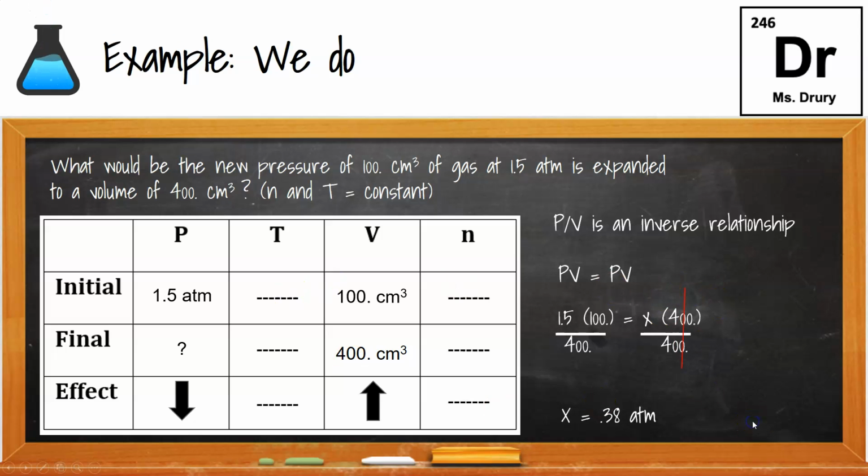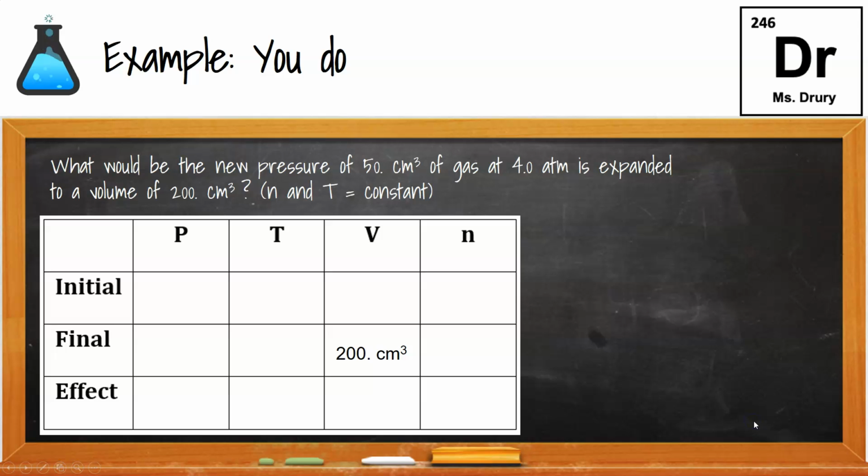What I'd like you to do is try this on your own now with a puzzle question, and you're just going to put in your right answer. What would be the new pressure of 50 centimeters cubed of gas at 4 atmospheres expanding to a volume of 200 centimeters cubed?